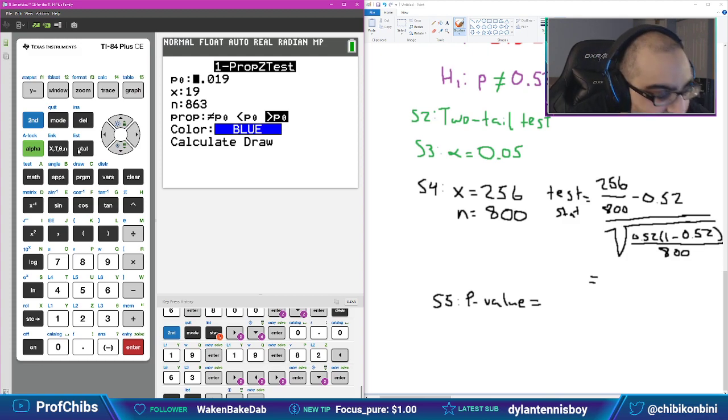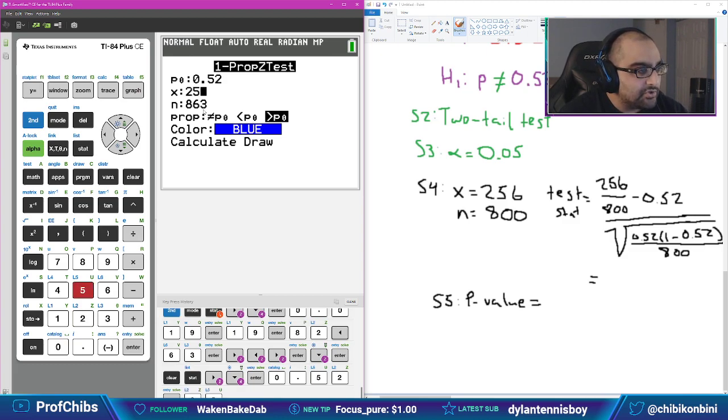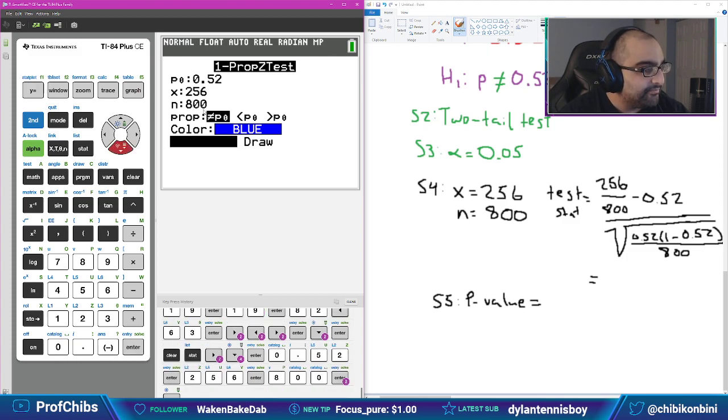Okay. Let's enter in our p-value here. Our p-value here is given to us as 0.52 from our initial outset. So we have x here, which was 256, and n, which was 800. Now remember, the type of test we were given here is a two-tail test. Because this is a two-tail test, we're going to select that very first option we see on this line for not equals to. Go ahead and hit enter there. And let's go down to calculate and hit enter.